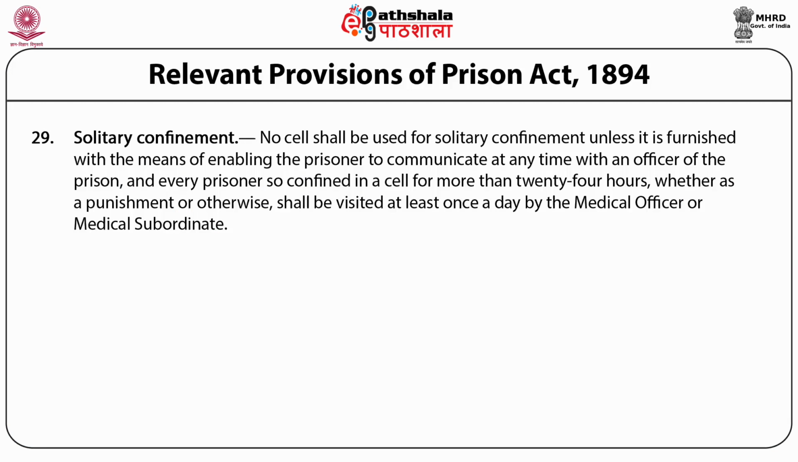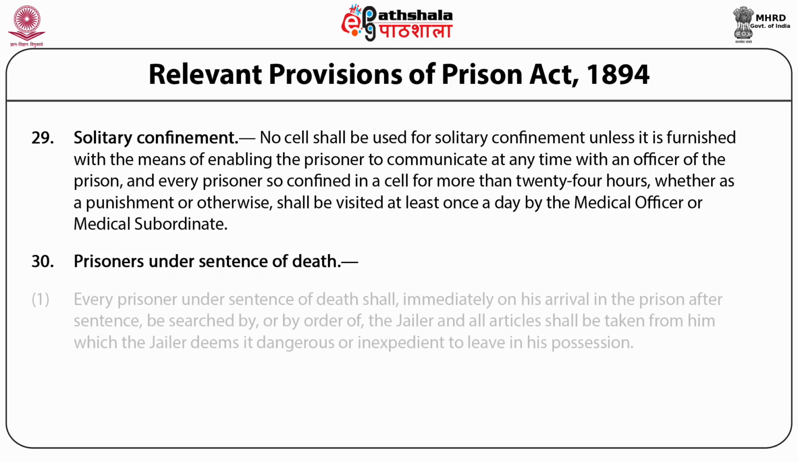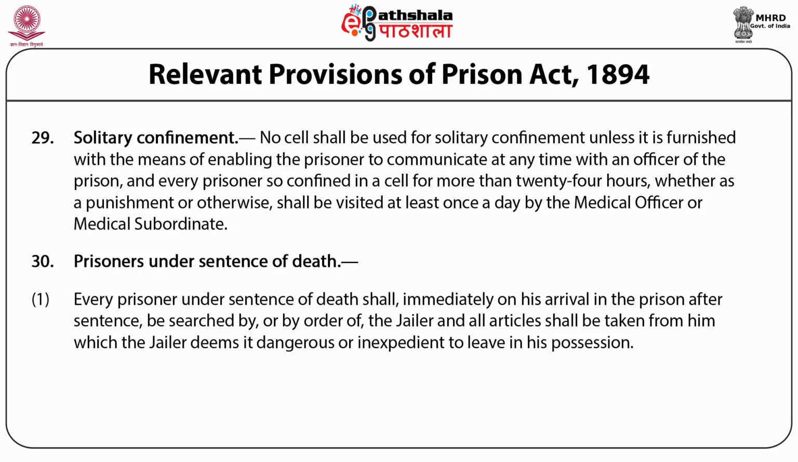Now we come to another contentious issue. We come to section 30 of the Prisons Act 1894, prisoners under sentence of death. All of you would have seen that in the last couple of years, India has suddenly started executing people again. We've executed Ajmal Amir Kasab, we've executed Afzal Guru, and most recently we've executed Yaqub Memon. Every prisoner under sentence of death shall immediately on his arrival in the prison after sentence be searched by or by order of the jailer, and all articles shall be taken from him which the jailer deems dangerous or inexpedient to leave in his possession.